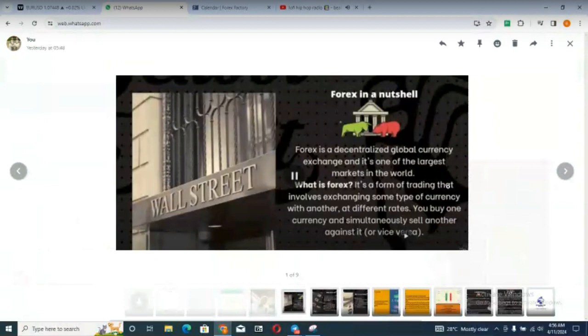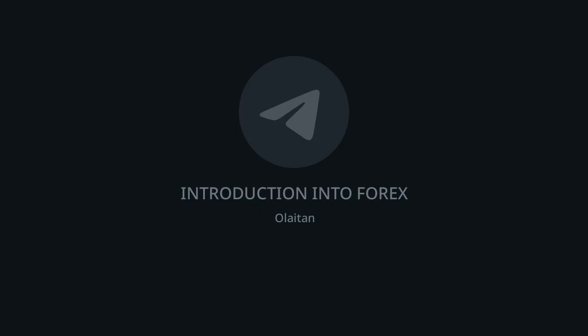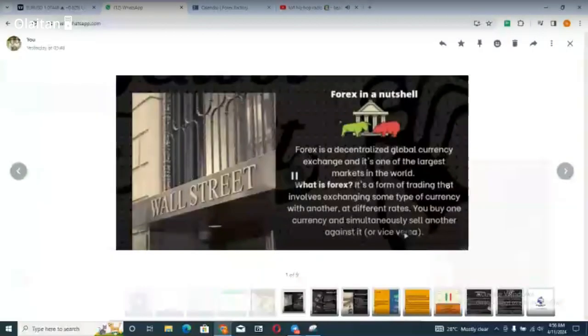So what's Forex? We know Forex is a decentralized global currency exchange, and it is one of the largest markets in the world, which is filled with liquidity of over $4 trillion. So here we say, what is Forex? Forex is a form of trading that involves exchanging some type of currency with another at different rates.